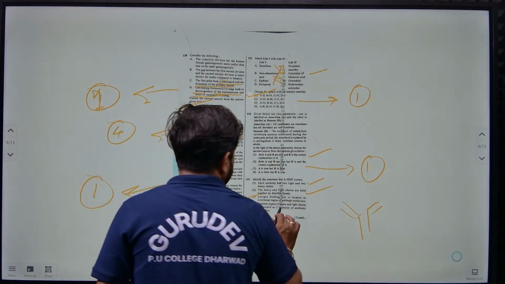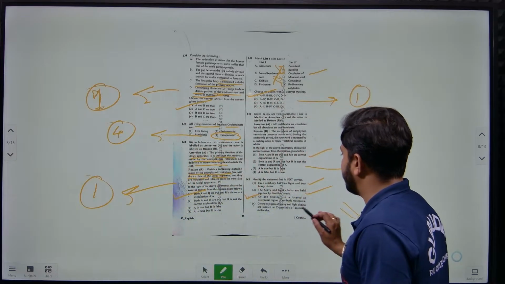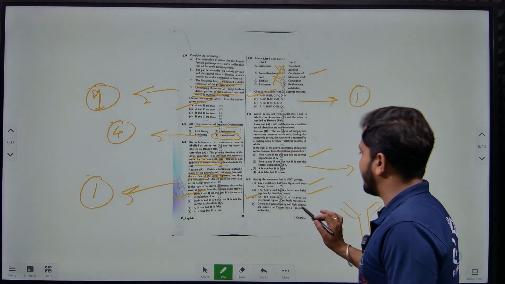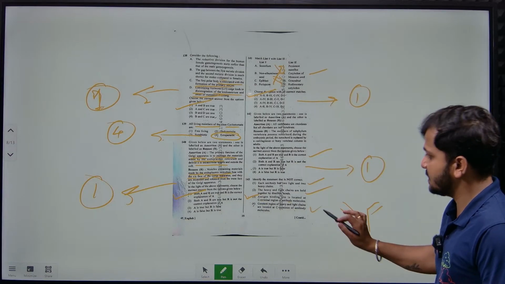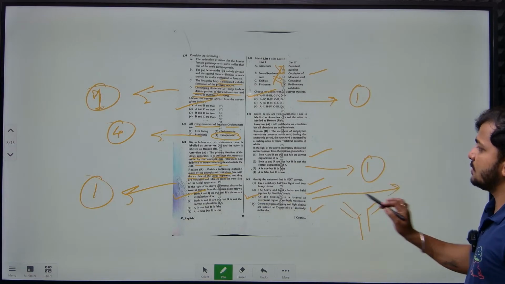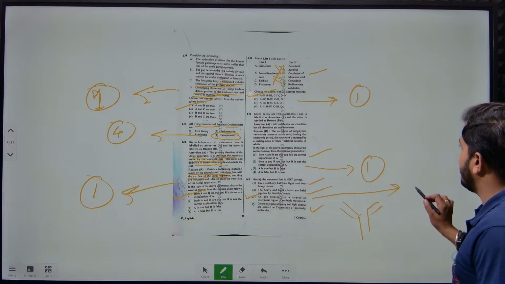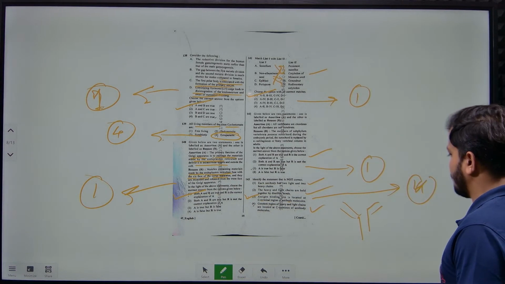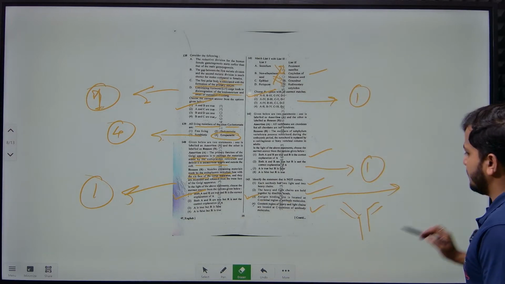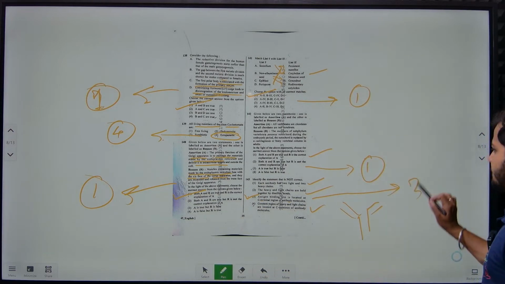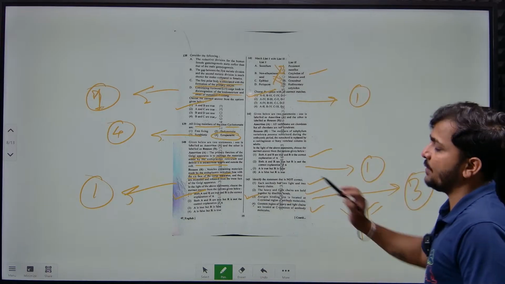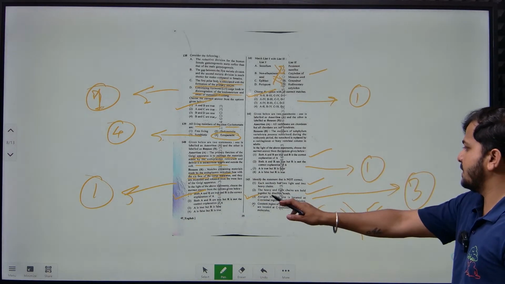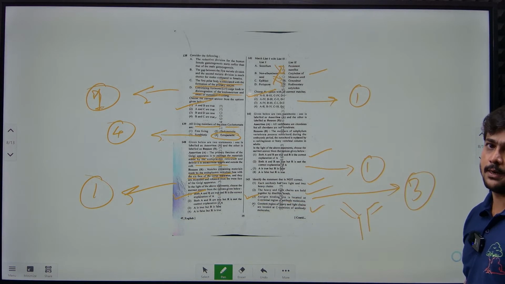The constant regions of heavy and light chains are located at the C-terminal of the antibody molecule. So this is correct. So here, according to this 143rd question, the third option is correct, because we have to find out the not correct statement, and which is not correct is the third one, right?